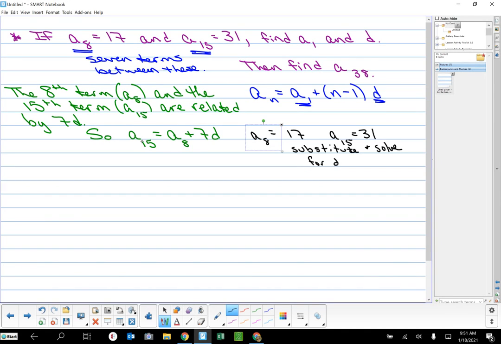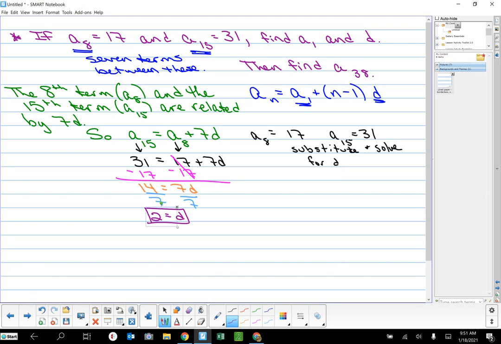Okay, so I'm going to let a sub 15 be 31. I'm going to let a sub 8 be 17. And we know that there are 7 differences between them. So now I'm going to subtract off 17. Those are going to cancel. 31 minus 17 is 14. I'm going to divide both sides by 7. And 2 equals d.